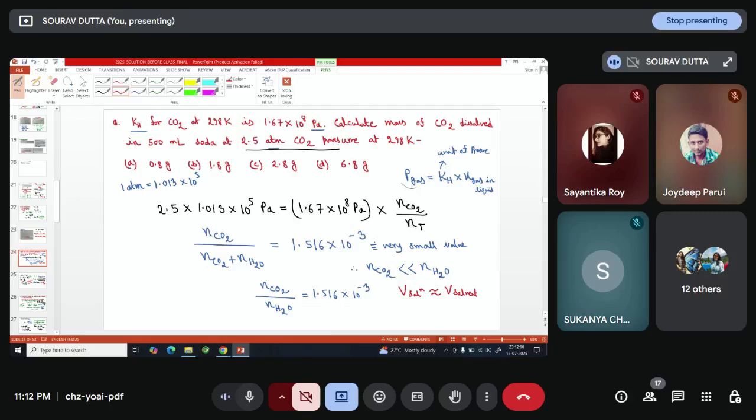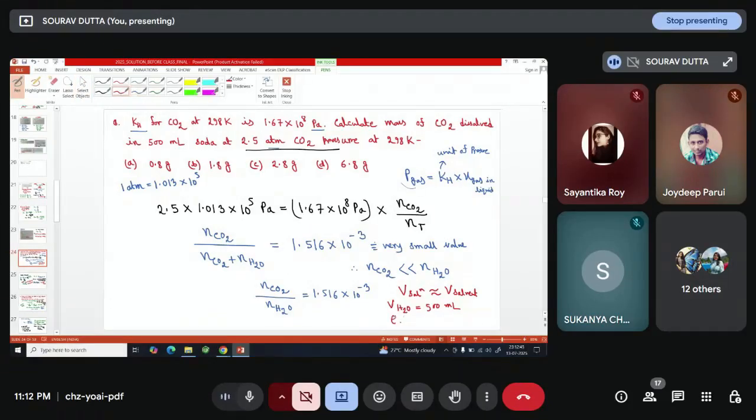So if we ignore the volume of the solute, then the volume of the solution is almost equal to the volume of the solvent. Okay. So the volume of the solution is given, 500 ml soda. So this is also the volume of the solvent. So volume of water equals 500 ml. What is the density of water? You know, 1 gram per cc.